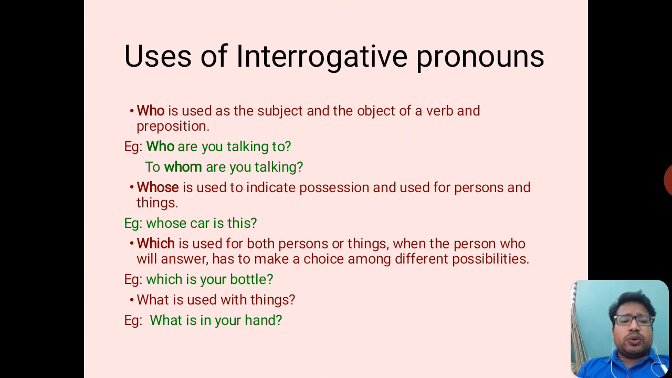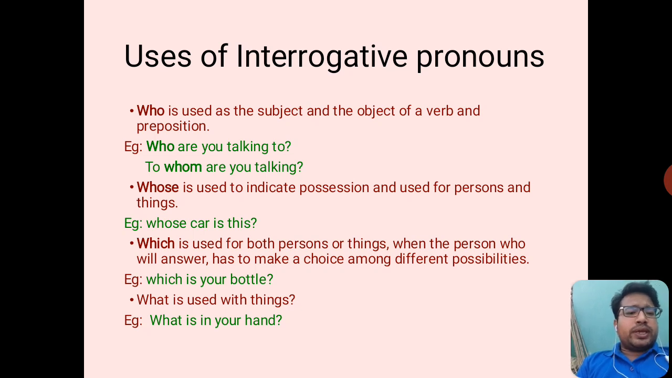These pronouns have different uses. Who is used as a subject and the object of a verb and preposition. For example, who are you talking to? Here who is used as a subject. But when it is used as the object of a preposition, it is used after to: to whom are you talking? So its form has changed to whom.